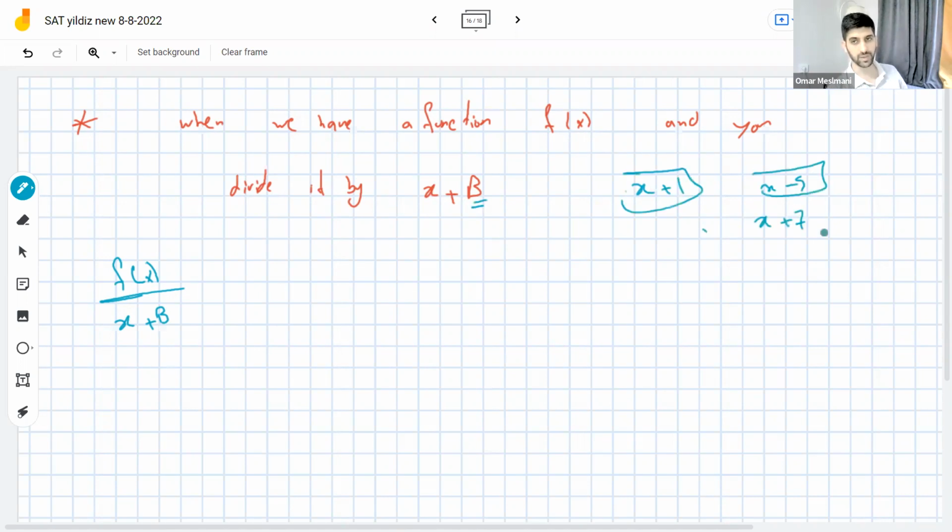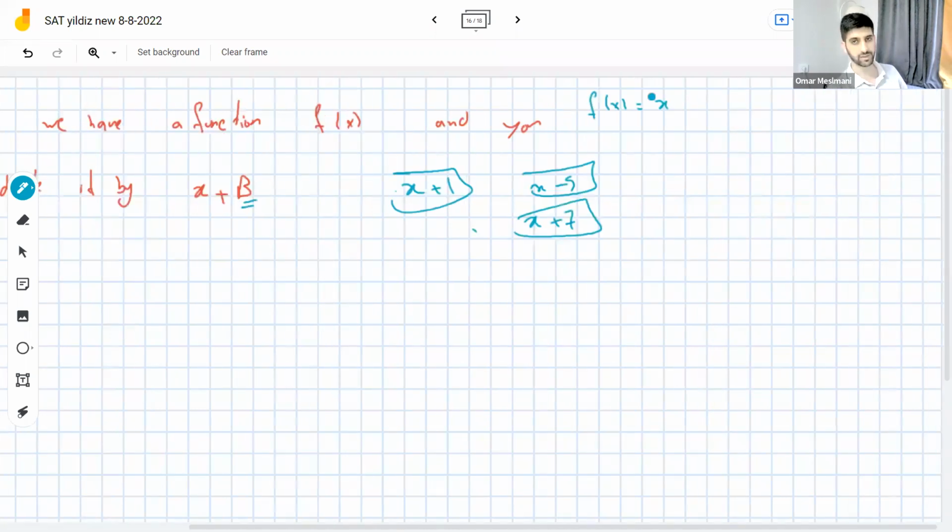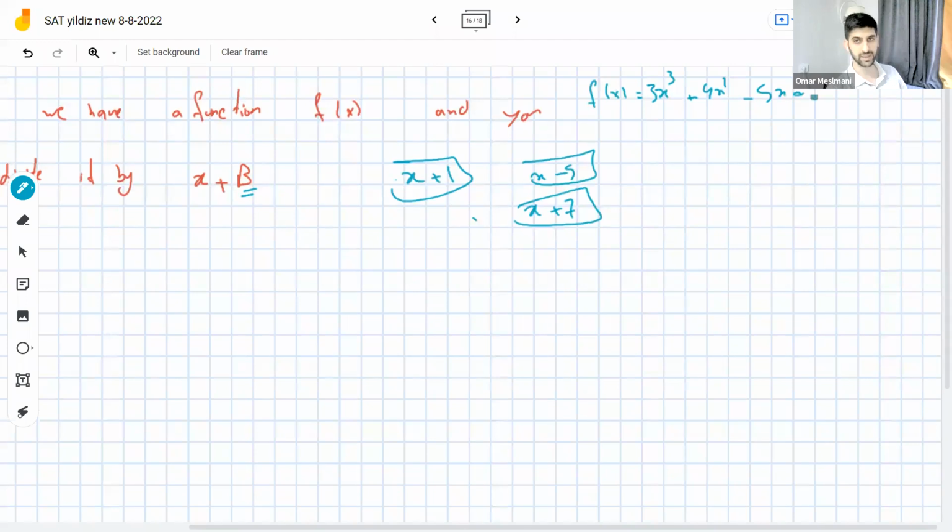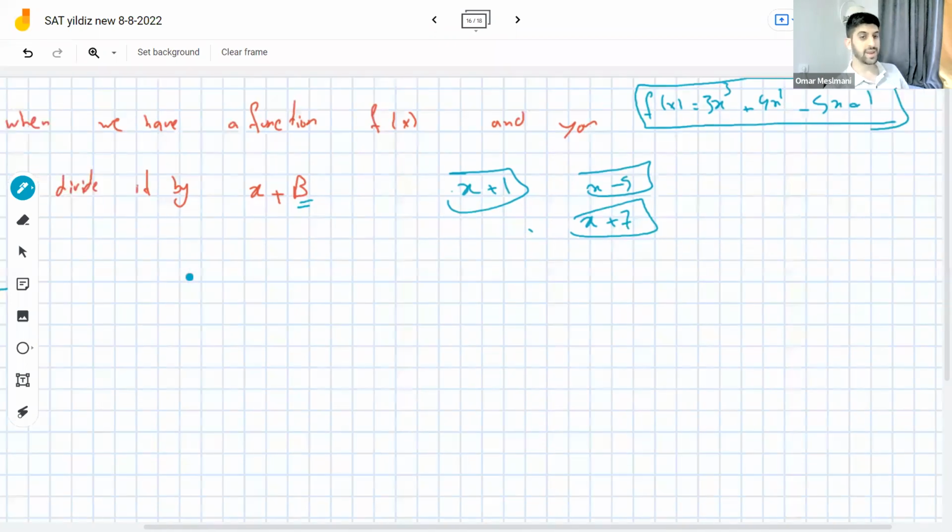So right now, when you divide, you know that we learned how you divide using long division. Again, fx can be any function, x squared or x cubed, I don't care. 3x cubed plus 4x squared minus 5x plus 1 as an example. All right, do you understand? So fx can be any polynomial function, and the denominator x plus or minus b any number. Okay. Right. Now listen.